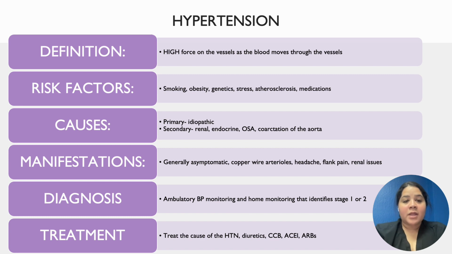So remember that in very layman terms, hypertension is when there is high force or increased pressure on the vessels as the blood is moving through them. And there are many risk factors associated with hypertension. And just to name a few, we're going to have smoking, obesity, genetics plays a factor in hypertension and the development of the disorder, stress, atherosclerosis, and medications. Age is also a risk factor, and having comorbidities would also be considered risk factors under the right setting.